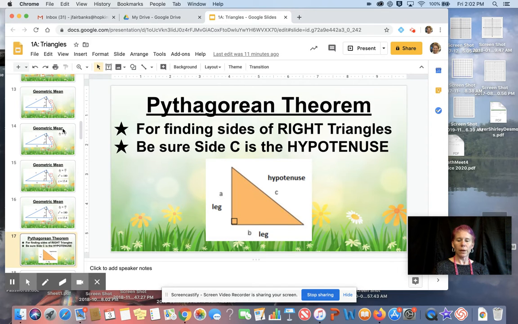Switching over to the Pythagorean theorem. You all know the Pythagorean theorem before you came in. Just a few reminders. It's used to find the sides of a right triangle. And make sure you have C as your hypotenuse. So it's always across from the right angle. You may have it or you may not have it, but make sure that it is A squared plus B squared equals your hypotenuse squared.